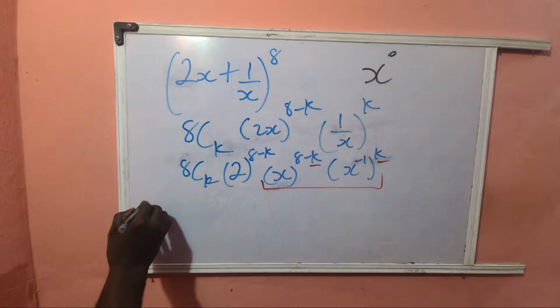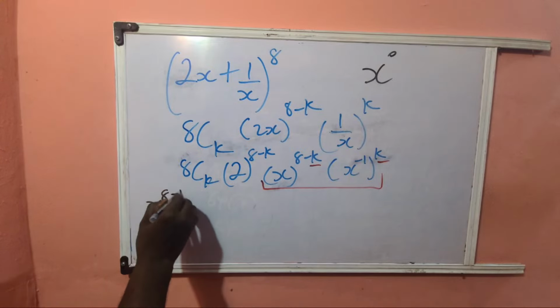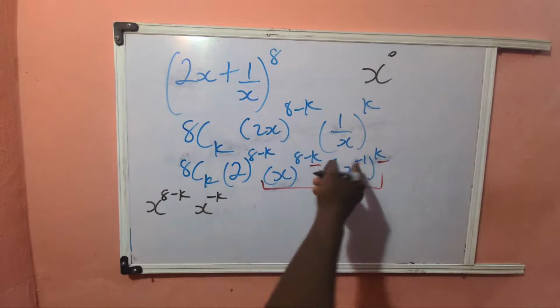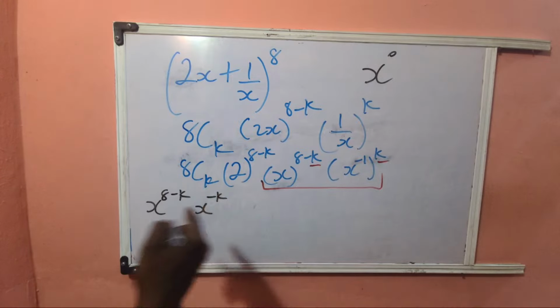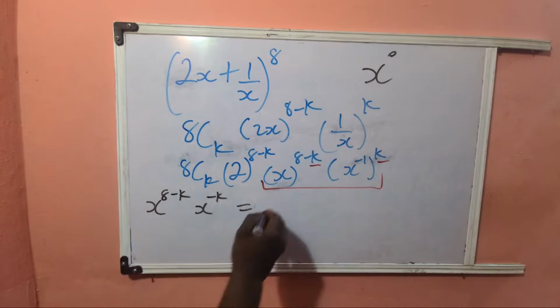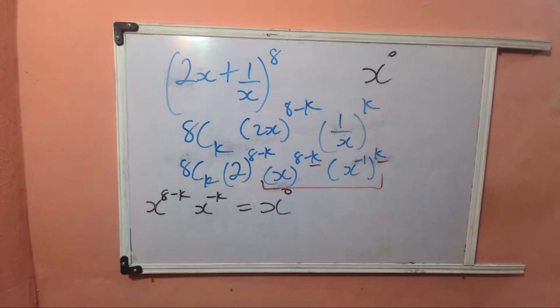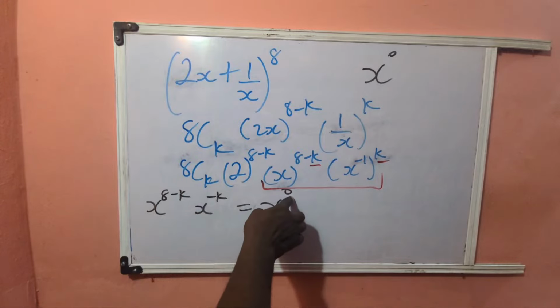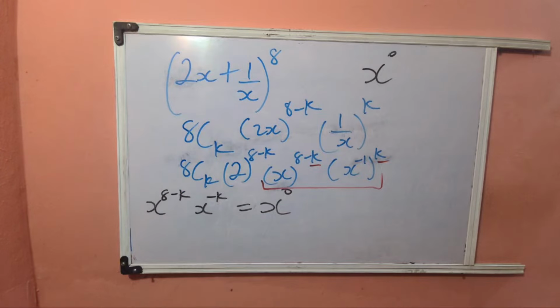We have x raised to the power 8 minus k, and then x raised to the power minus 1 times k, which is minus k. We're now asking ourselves what this k will be that will make this whole thing turn to x raised to the power 0. I'm sure you can understand what I'm doing here. Of course, you know your law of indices.